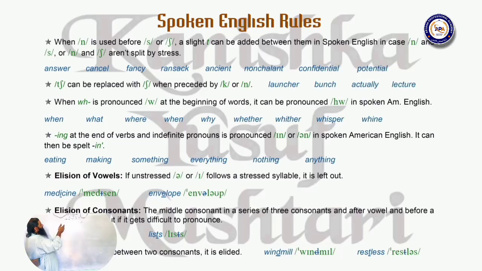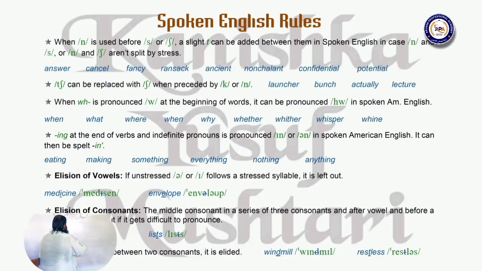And examples for n plus sh, like ancient, nonchalant, confidential, potential. So a slight t is added after them. I mean after n and before s, or after n and before sh. That was the first rule for spoken English you studied today. The second rule we've got is ch can be replaced with sh when preceded by k or n.